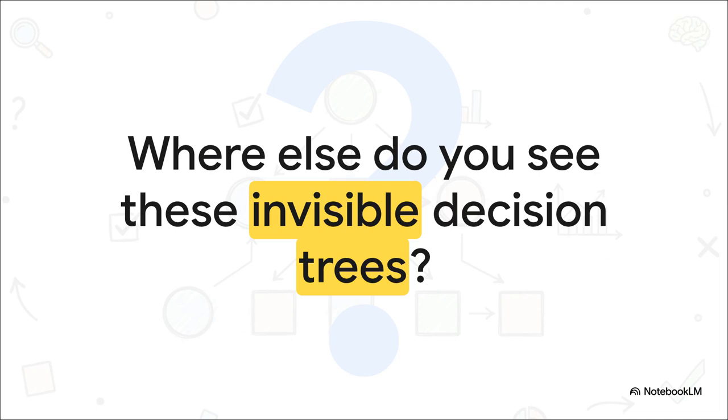So here's the big takeaway, right? What often seems like a really complex AI system is at its core just a series of simple questions. Now that you get the structure, now that you see how it works, I'll just leave you with this final thought. Where else in your life, from, I don't know, the shows you get recommended to the news you see, are these invisible decision trees out there shaping your world?